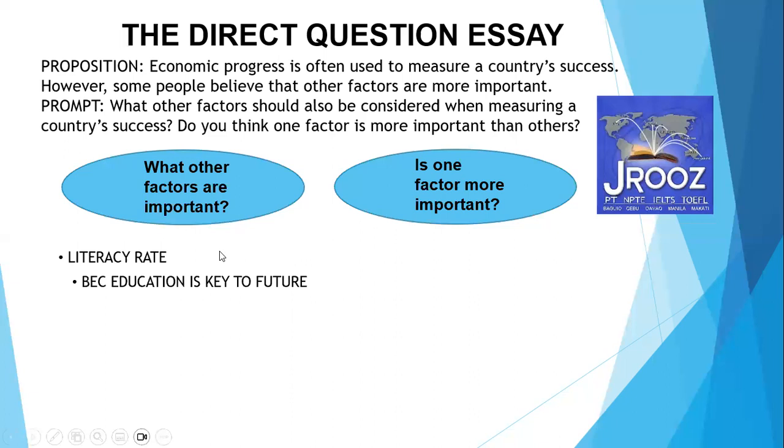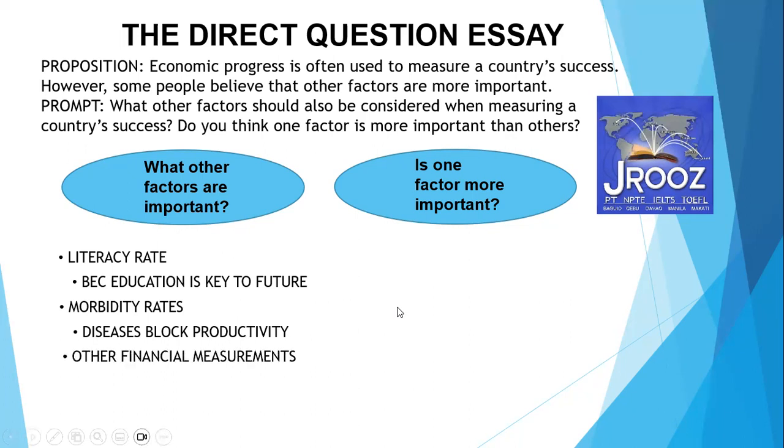Then life expectancy. Okay. Then morbidity rate. Diseases block productivity. This one answers the question, what do you mean? You can also answer the question, why?